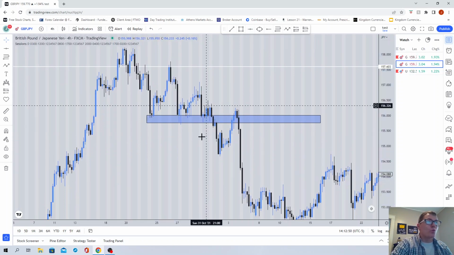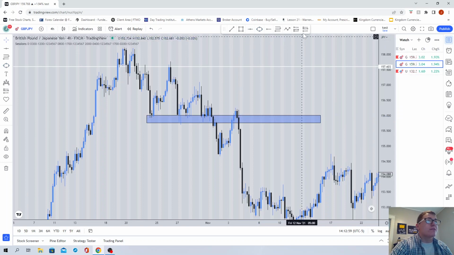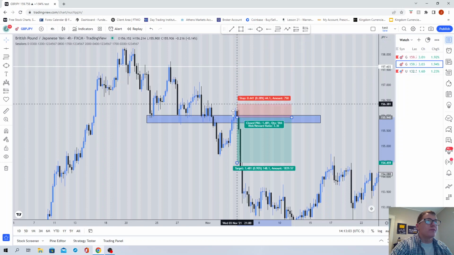As you can see, when price pulled back into this level of support and resistance, supply and demand, whatever you want to call it, we got a bearish engulfing candle to print. So obviously, this is like money city. Entry, okay, stops go above that level of support and resistance.